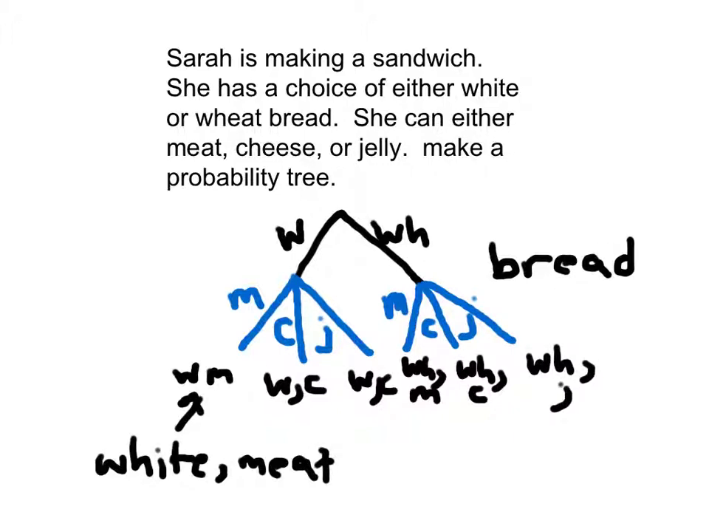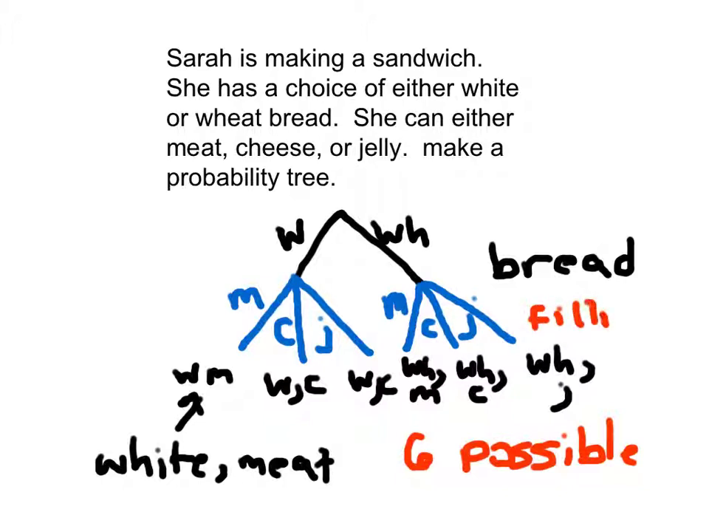How many possible outcomes are there? Some students make the mistake of trying to count each and every single part of this probability tree. This, right where I'm circling right now, are the possible outcomes. 1, 2, 3, 4, 5, and 6. There are 6 possible outcomes within our probability tree. So we had those bread choices, and then we had the filling choices, and we had 6 possible outcomes.